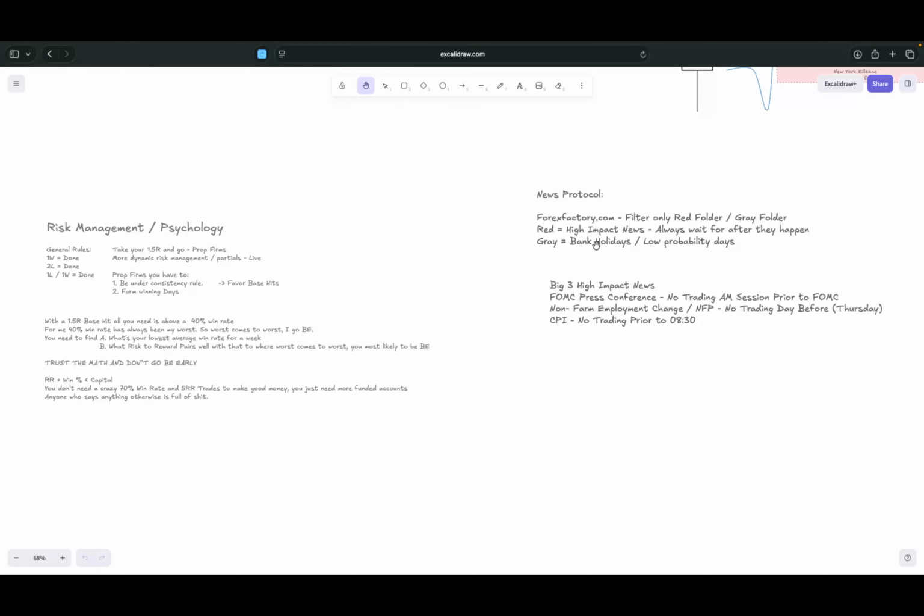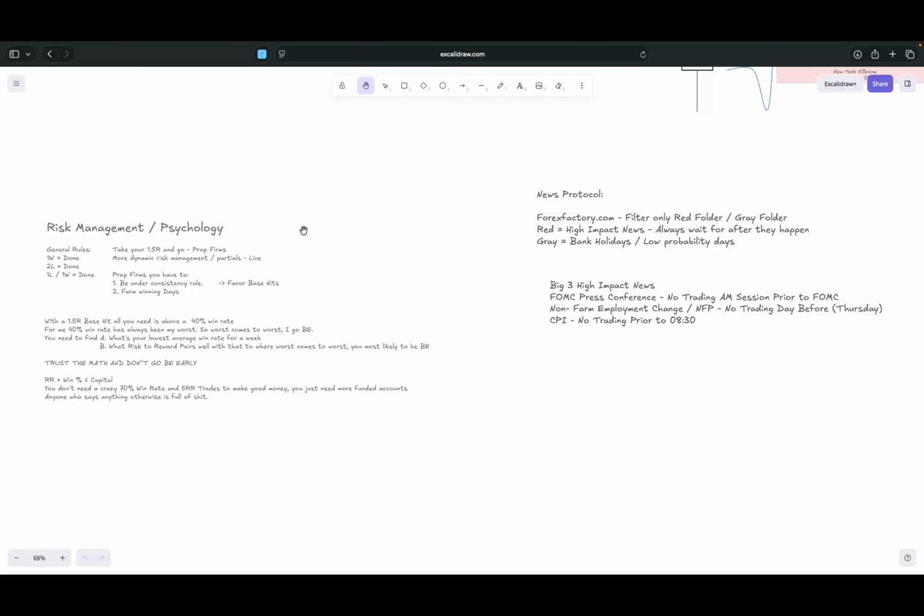Also, the big three high impact news: FOMC press conference, no trading the AM session prior to FOMC. Non-farm payroll, NFP, no trading the day before. NFP is usually on a Friday, so no trading Thursday. And then CPI, no trading prior to 8:30. CPI doesn't really matter because obviously I start trading at 9:30. I will see how CPI affects the markets, but I'm not trading before it.